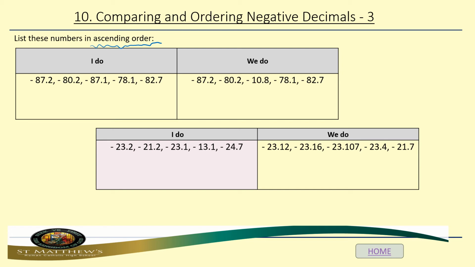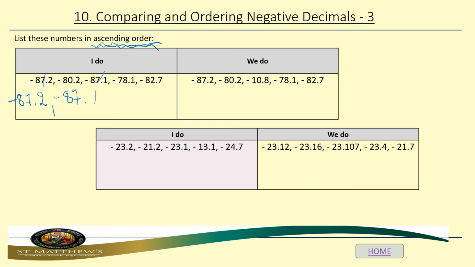Again, we are doing this in ascending order, so from the smallest to the largest. Okay, so let's have a look. If they were positive, the largest would be 87.2, but because they are negative, this is the smallest one. So minus 87.2. We can cross it off. Next one, minus 87.1 is the smallest.